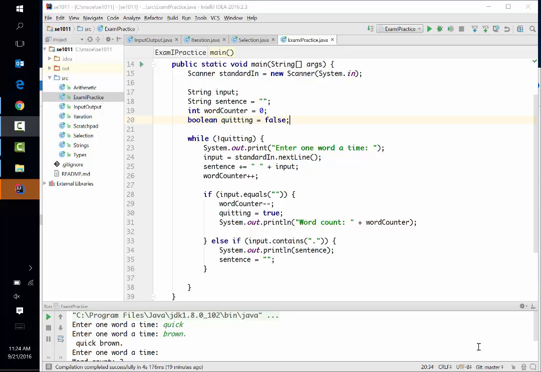This is my solution. Now you could have this word counter in other places and avoid this decrement. That'd be totally fine too. I just made the decision to have the word counter once and then unwind if it wasn't a word. Any questions about this?